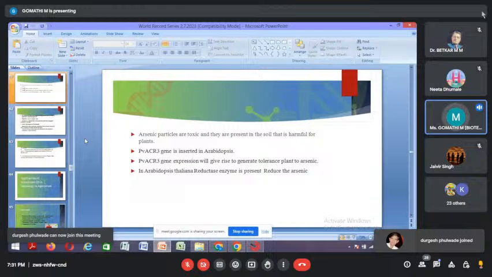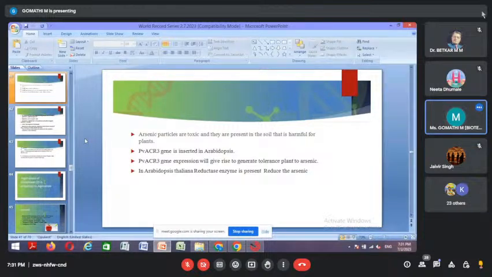Arsenic particles are toxic and are present in soil, which is harmful for plants. The gene PvACR3 is inserted into Arabidopsis, and once the gene is expressed, it gives plants the tolerance to withstand arsenic and grow. So this recombinant DNA technology, by producing tolerant plants, helps in protecting our environment.